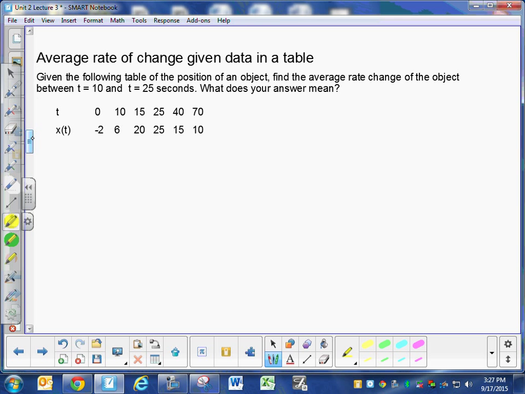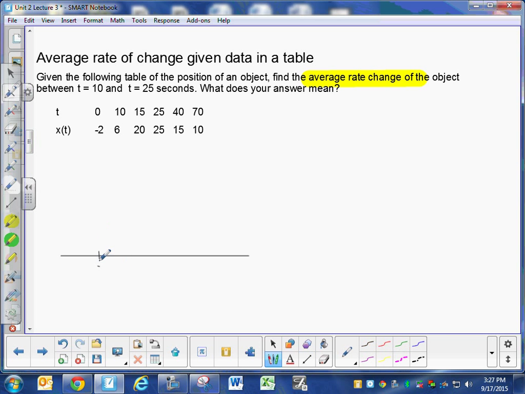Now, we could be asked different questions to calculate the average rate of change. Let's just practice calculating the average rate of change. But you have calculated average rate of change before. It's a piece of cake. It's just slope. Okay? Here's a question. It says, we're given the following table of the position of an object, find the average rate of change of the object between 10 and 25 seconds. And what does your answer mean? Okay, so we just want to find the average rate of change. Now, before we go any further and calculate it, I want to make sure we understand what's going on with these values.